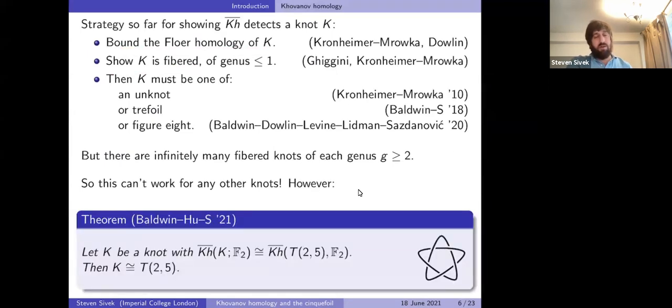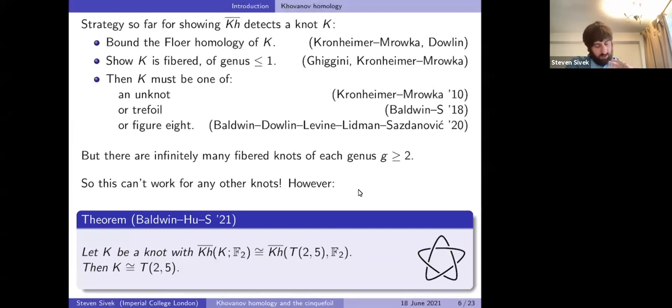But the main goal of this talk is to sort of ignore that trouble and break through this barrier. And so this theorem that I proved with Baldwin and Hu says that if you have a knot whose Khovanov homology with coefficients in Z mod 2 is the same as that of the (2,5) torus knot pictured over here, then K has to actually be isotopic to the (2,5) torus knot. So that's the goal of this talk.